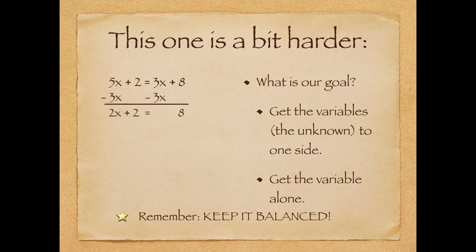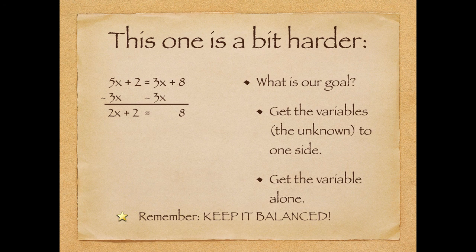So when we do that, we've gotten rid of all the variables on the right side of the equation. So all the variables are on the left now, and that was our first goal. Get the variables to one side. There's no longer an x on the right side of the equation. So what happens now? It's just like our last equation. We want to get rid of that plus 2.